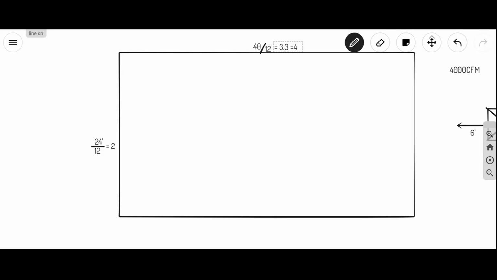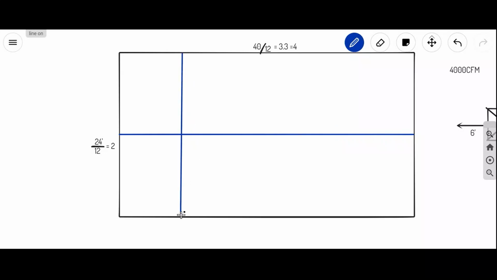Now that means 24 needs to be divided into 2 parts. So each part will be 12 feet, right? Next, 40 needs to be divided into 4 parts. Then each part will be 10. That's it. So the process that I am doing is called marking.